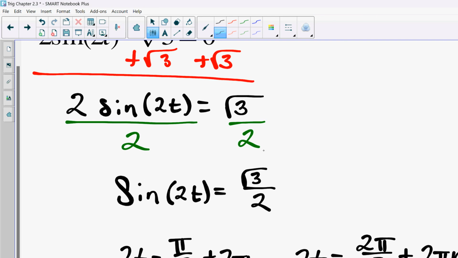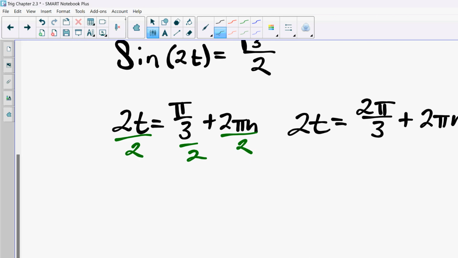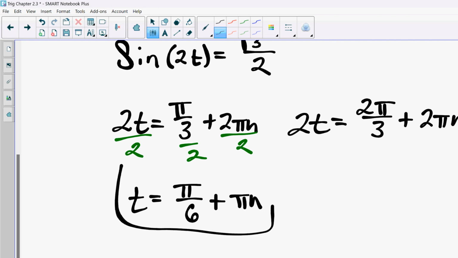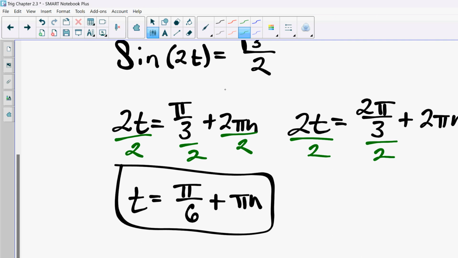Last but not least, we have to get t by itself, so we're going to divide everything by 2. That will give us t by itself. Pi over 3 divided by 2 is going to be pi over 6 plus, well, this time 2 pi n is actually going to be a little bit nicer, because 2 divided by 2 is 1, just telling us that this is pi n. We can do the same thing with the other side.